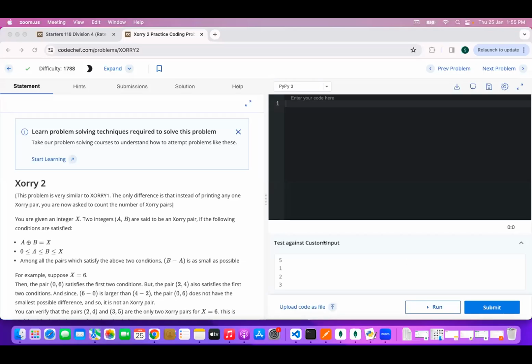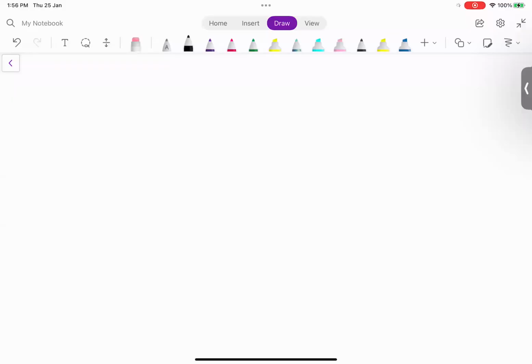The next question of CodeChef Starters 118 is Xorry2. So basically in this question, we are given an integer x and we need to find out the number of pairs a, b which satisfies the following three conditions.